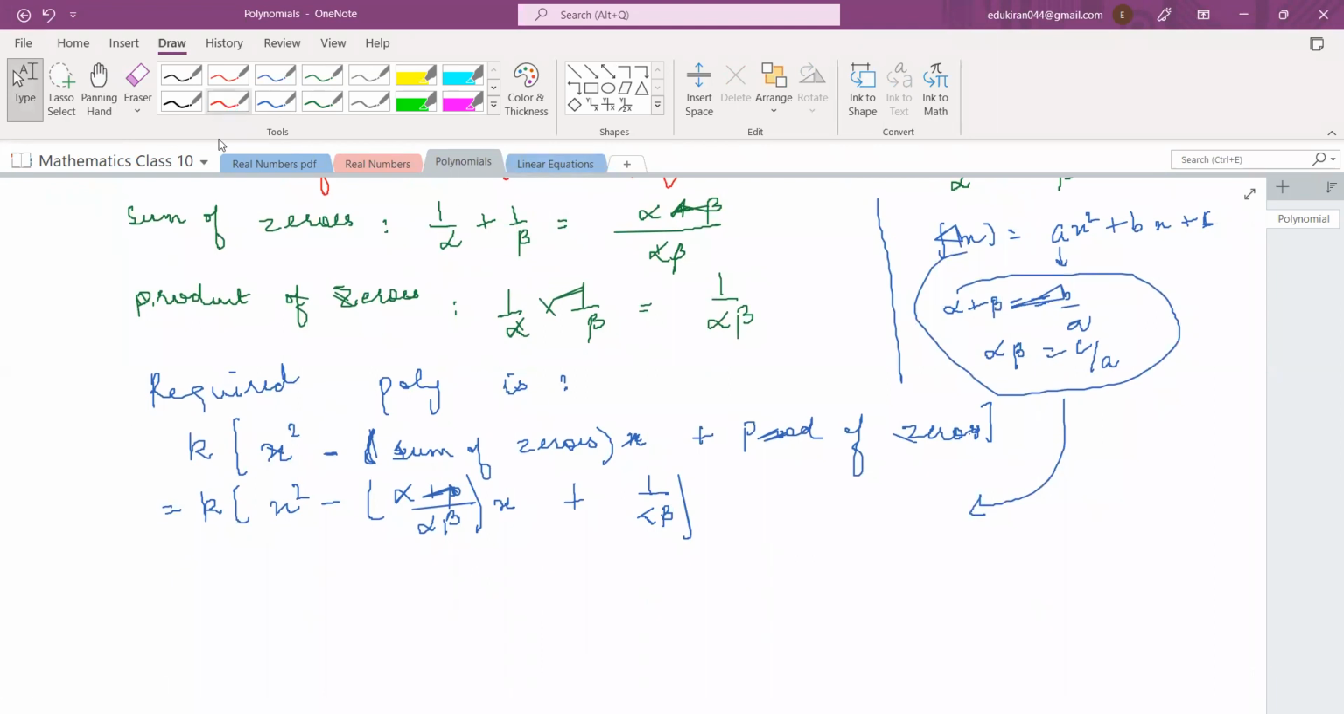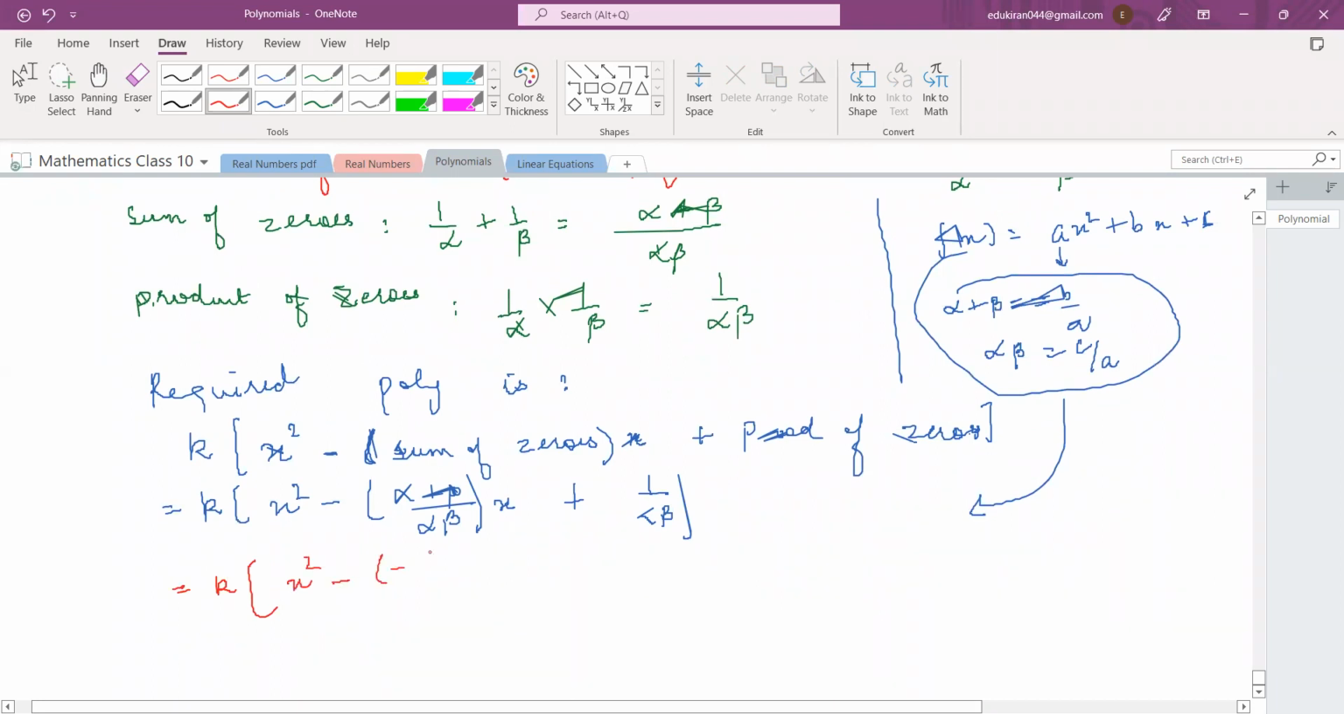So your required polynomial will become k into x square minus, then alpha plus beta will be minus b by a, divided by alpha beta, which is c by a, into x, right? And plus 1 by alpha beta will be 1 upon c by a. Now simplify this. So k into x square, and this minus minus will become plus, and both denominators will get cancelled out. So this will be plus b by c into x.